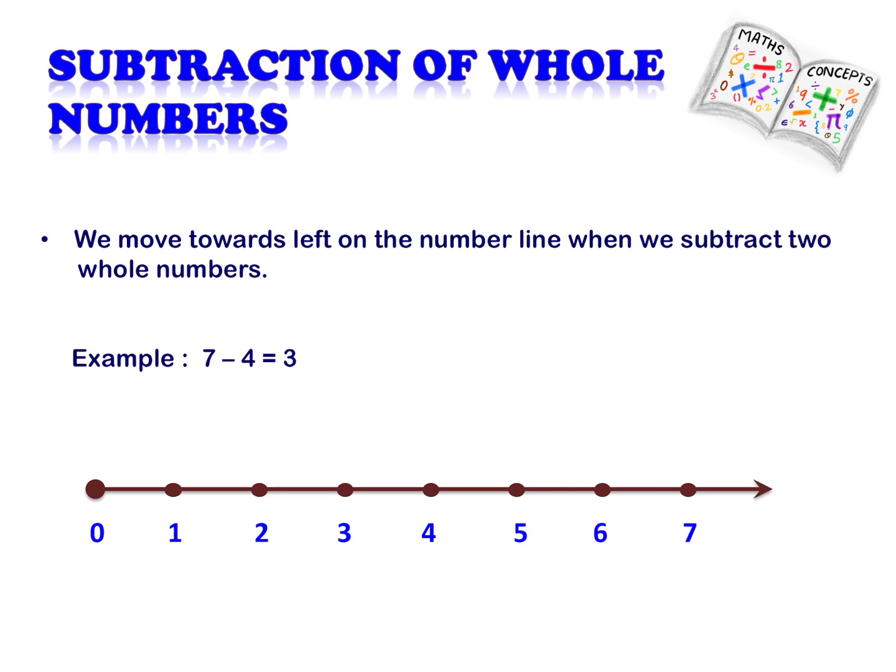Let's see one example. 7 minus 4 equal to 3. So here I'll take 7 on the number line and I'll move 4 places to the left, which will give me 3 as answer.